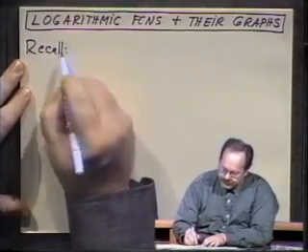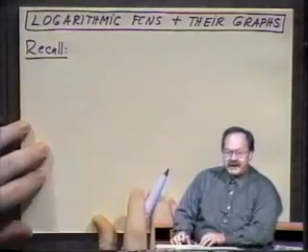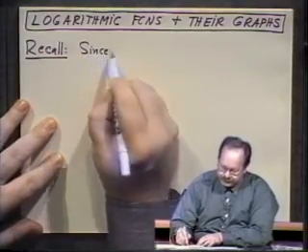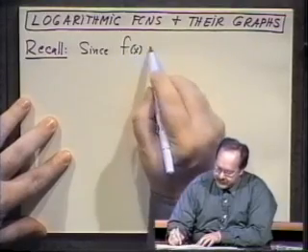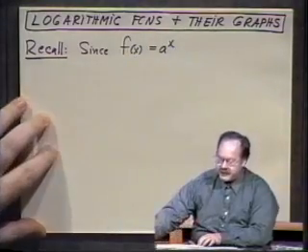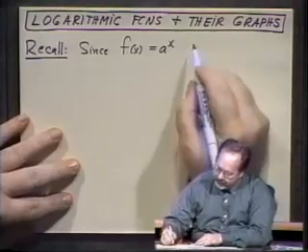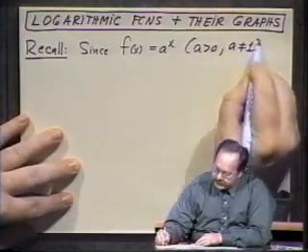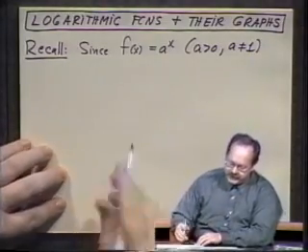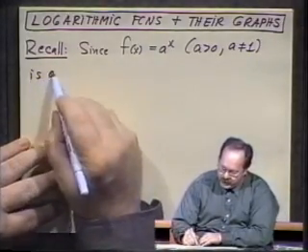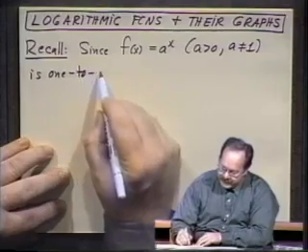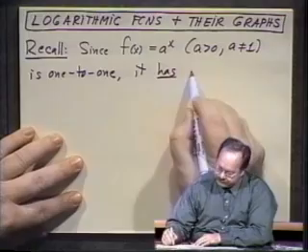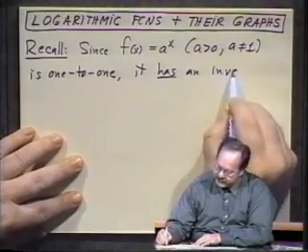Recall, and this will be the connection to exponential functions, recall that since f of x equals a to the x, remember the exponential function we looked at, and of course I'll just remind you that a is greater than 0 and a is not equal to 1, the usual fact about the base. Since that function is 1-to-1, as we discovered earlier, it has an inverse. So an inverse exists for this function.